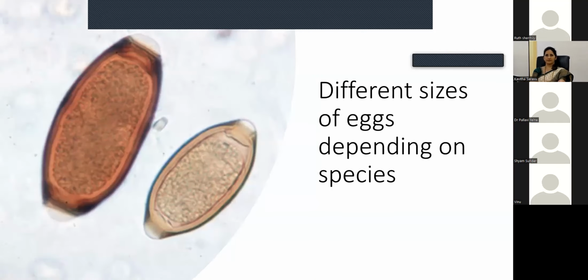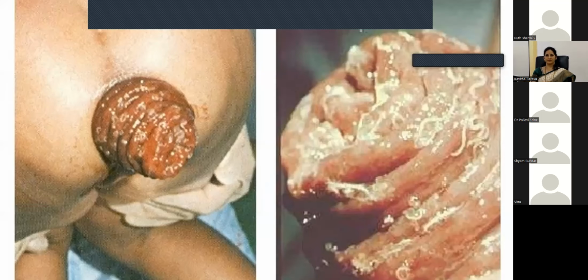And here are the different sizes of the eggs. On the left side is the egg of Trichuris vulpis, and the right side egg is Trichuris trichiura. This is a picture of a child with a rectal prolapse. Rectal prolapse is one of the important complications of trichuriasis, and you can see a lot of worms on the rectum.